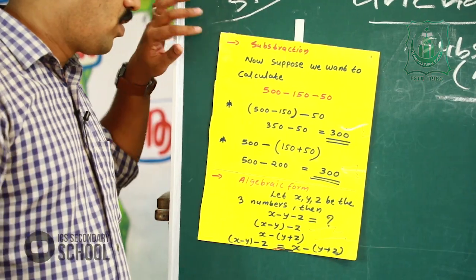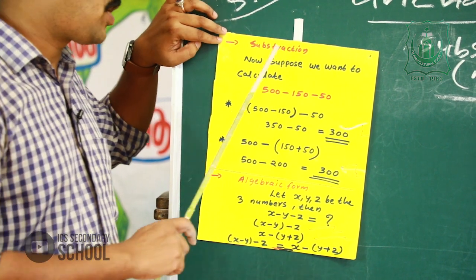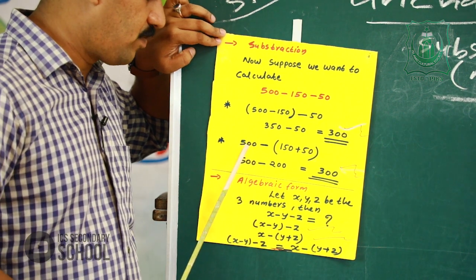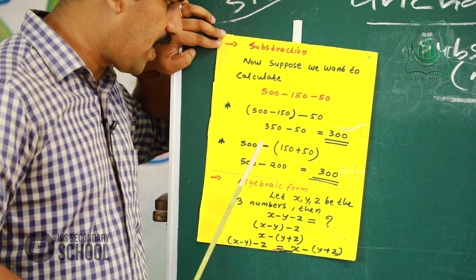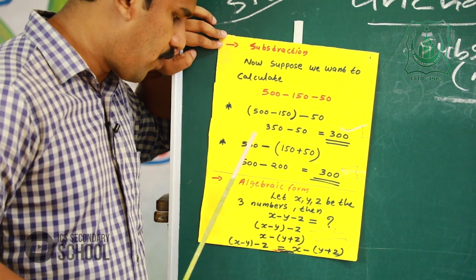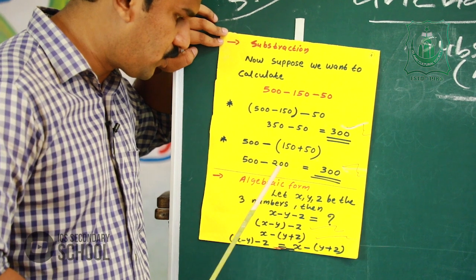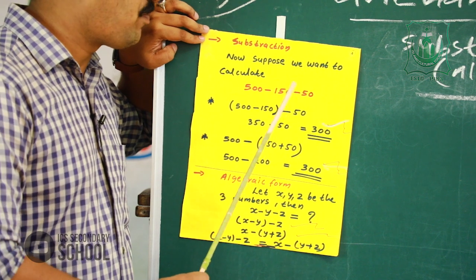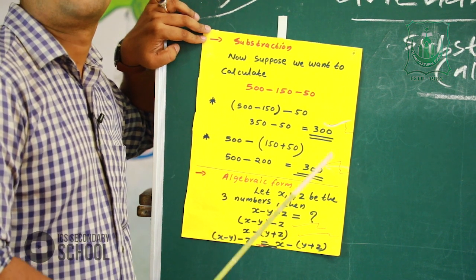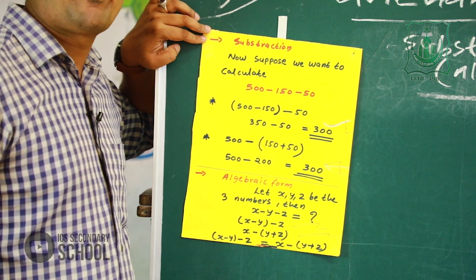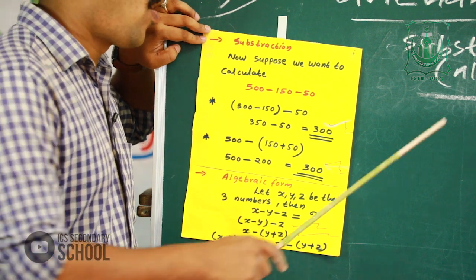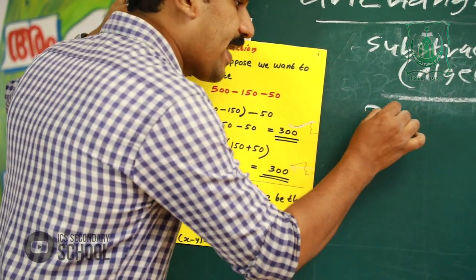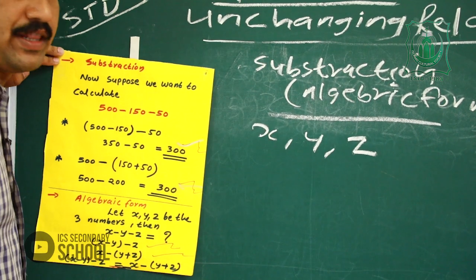Got it? So we can do this subtraction in two methods. In the second method, 500 minus 150 plus 50 means 500 minus 200, answer is 300. So you can do the subtraction problem in either method. Okay. How can we write this subtraction method in algebraic form? Let x, y, z be the three numbers.